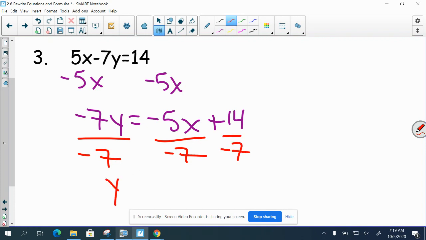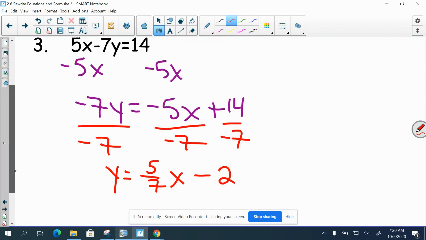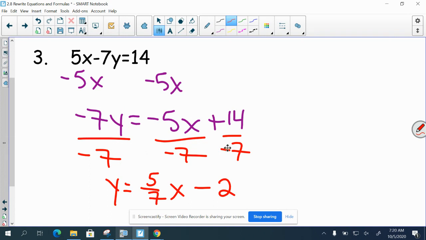So we have y equals negative 5 over negative 7 becomes just positive 5/7 x, and then 14 divided by negative 7. The negative sign here, since you have one negative, it stays, and you can just pull it out as a minus sign. So minus 14 over 7 is 2. So this negative here, if you have one negative, then it becomes just subtraction.